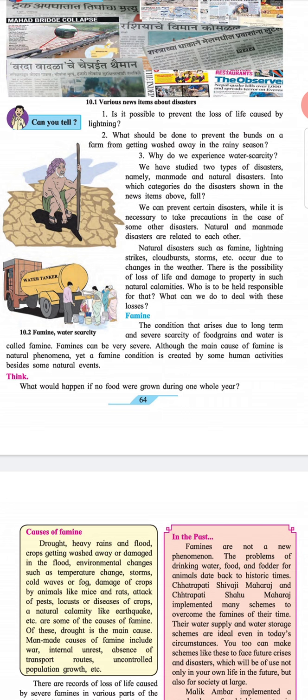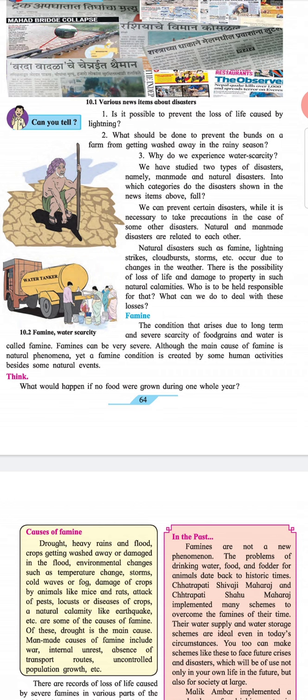Natural disasters such as famine, lightning strike, cloudbursts, storms, etc. occur due to changes in weather. There is the possibility of loss of life and damage to property in such natural calamities. Who is to be held responsible for that? What can we do to deal with these losses?